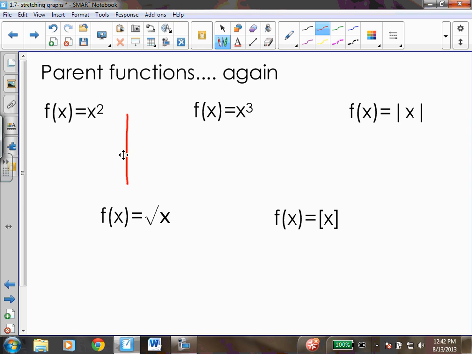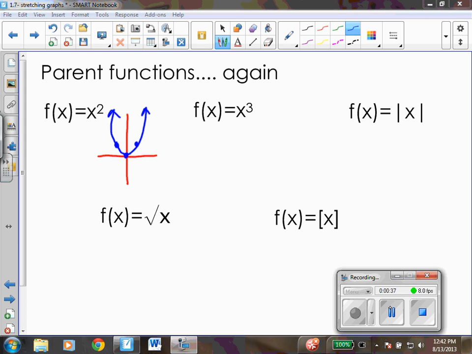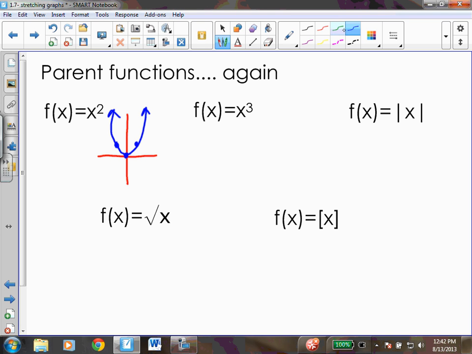f(x) = x squared. That's a quadratic function. The important points are at (0, 0), (1, 1), and (-1, 1), and it creates a U shape. f(x) = x cubed is a cubic function. Its important points lie at (0, 0), (1, 1), and (-1, -1). It creates a squiggle shape.